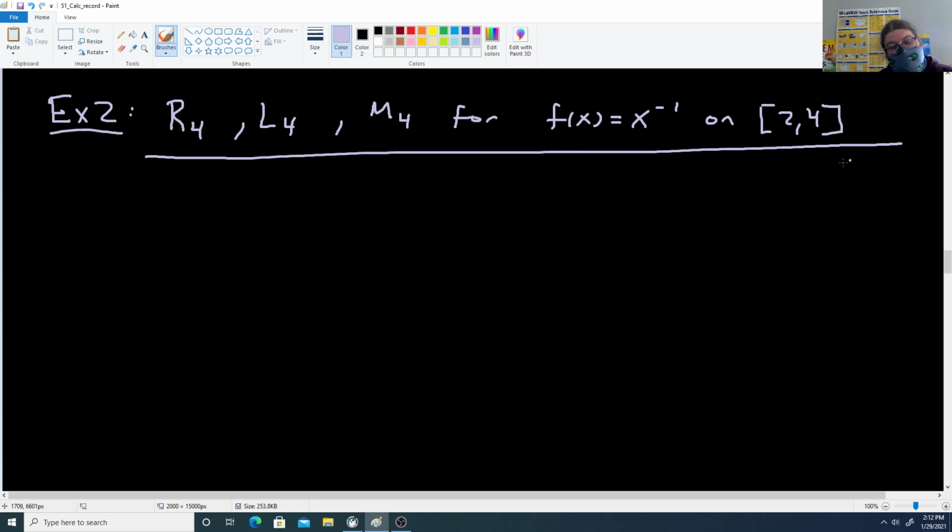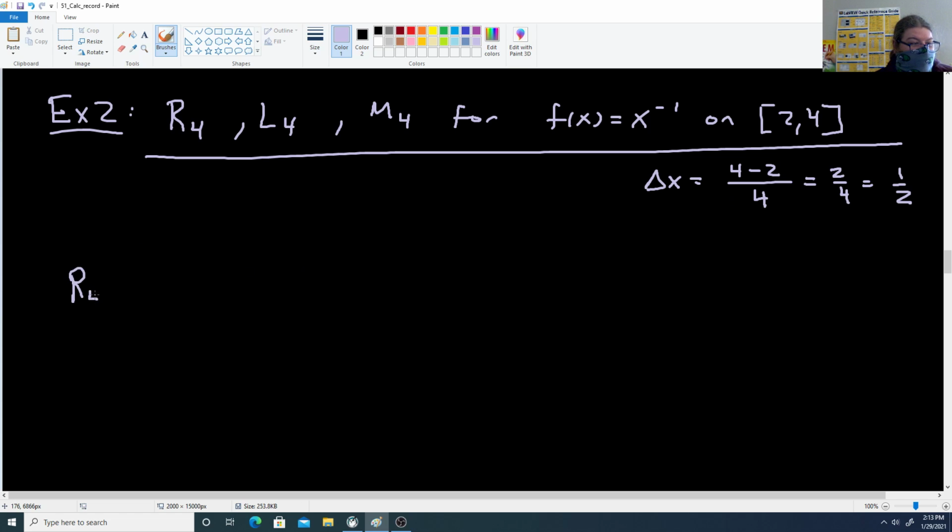So for all of these, we're looking at 4 subintervals in each case. To get delta x, we take the interval length, which is 4 minus 2. We divide it by how many subintervals we want. So that's going to be 2/4, which is 1/2. So delta x in this case is 1/2.